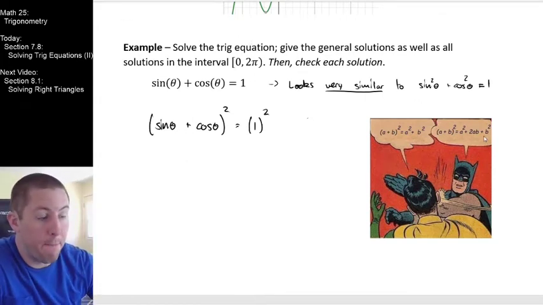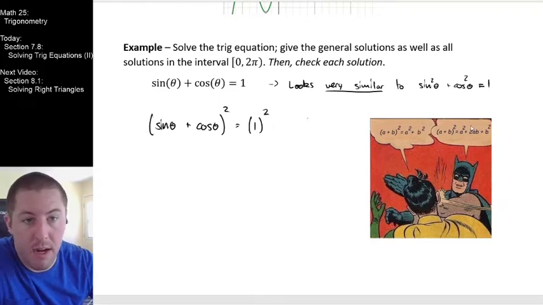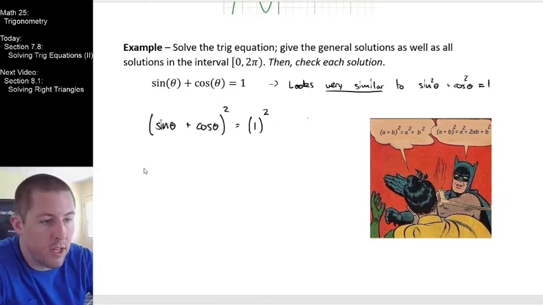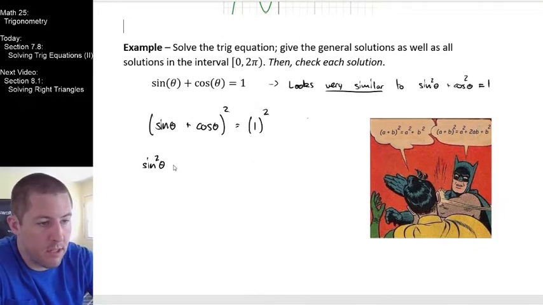So following Batman's good advice right here, we're going to get the first term squared. So that's going to be sine squared of theta, plus 2 times the first term times the second term, 2 times sine theta cos theta, plus the last term squared. And that's just equal to 1.